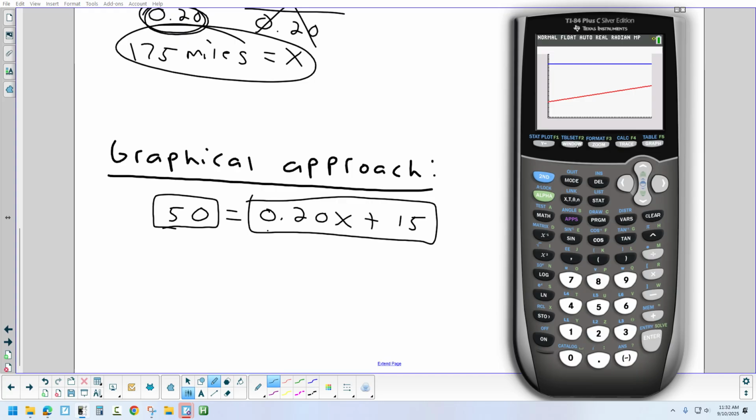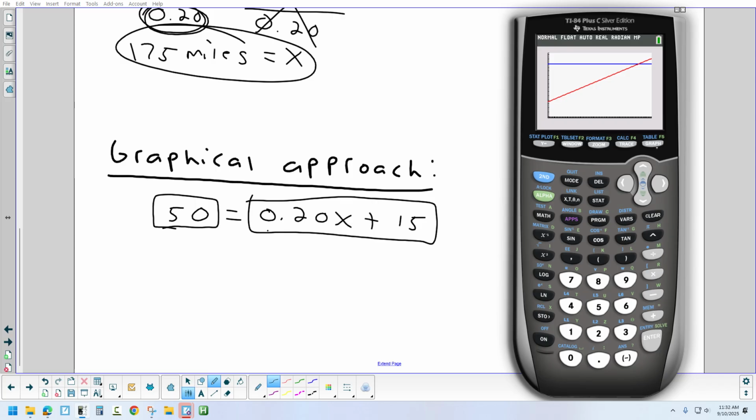So which one of these do you think we have to adjust? X min max, Y min max? X max. What would be a good value to try for that? 200. I think 200 will definitely be enough. We already know it's 175. But if you hadn't done this problem algebraically, you might not know that. So you might have to guess a few different numbers. And that's fine. Now we can see the intersection point.